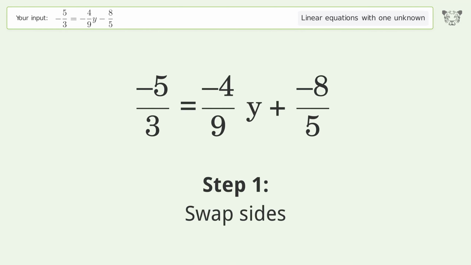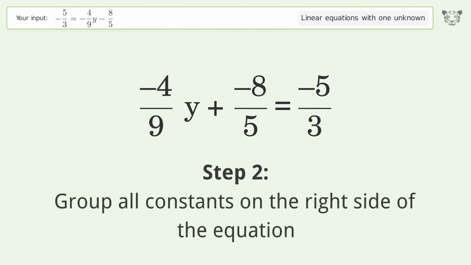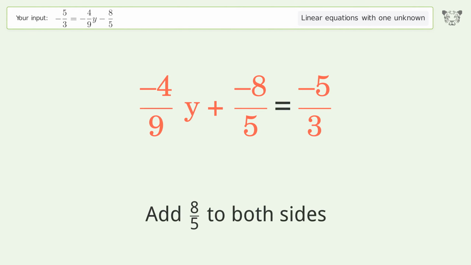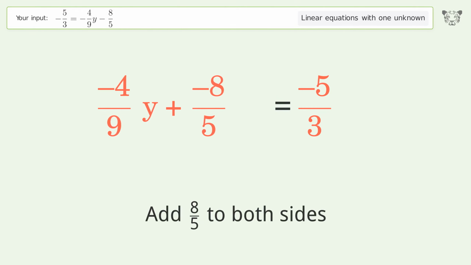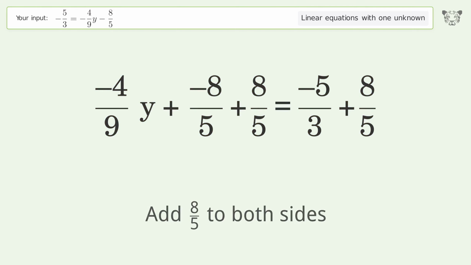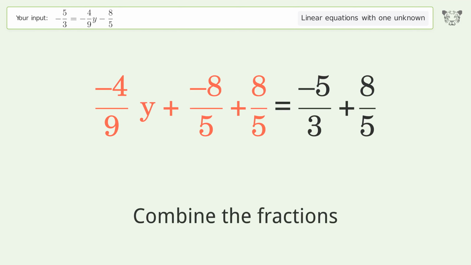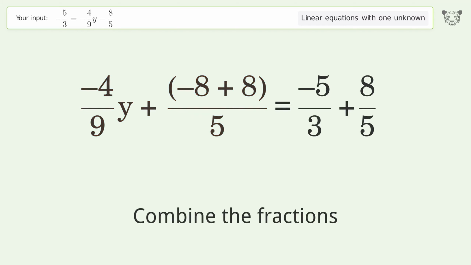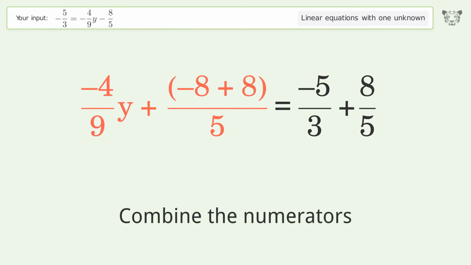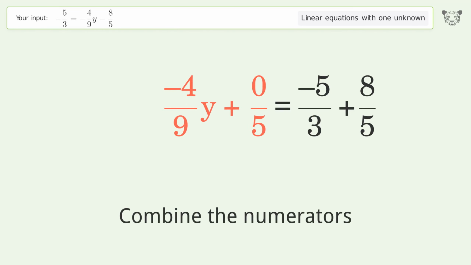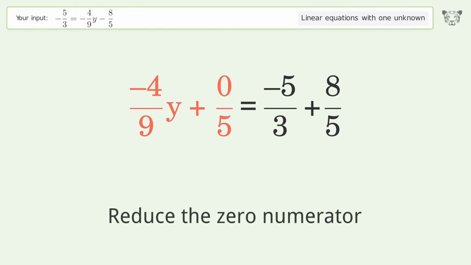Swap sides. Group all constants on the right side of the equation. Add 8/5 to both sides. Combine the fractions. Combine the numerators. Reduce the zero numerator.